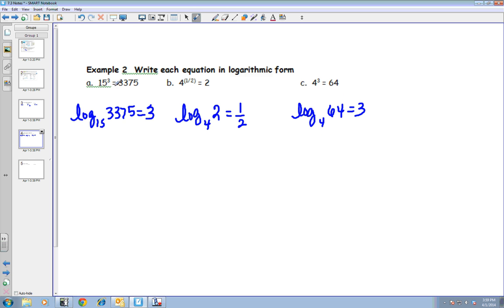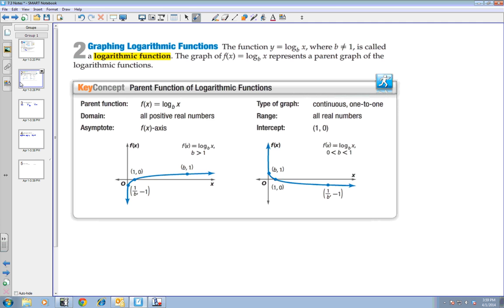Okay, so I'm just practicing rewriting. We need to know what the parent functions of logarithmic functions look like. If I have f of x equals log base b of x, it's going to look something like this, and this is when b, my base, is greater than 1. It's going to cross at the point (1, 0). It's going to have this asymptote at the y-axis.